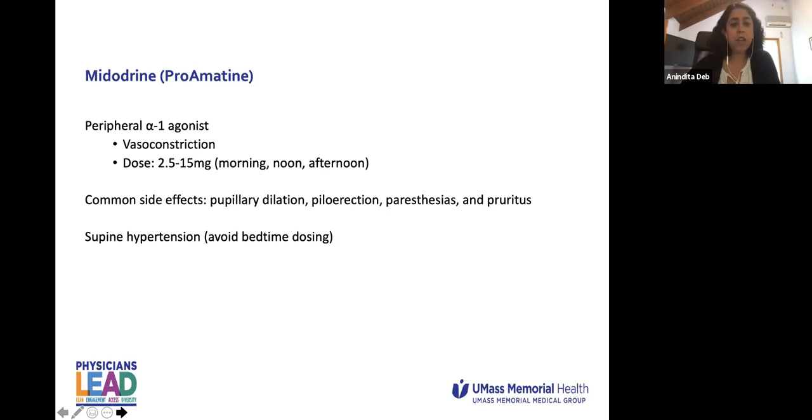And so there might be other side effects from this, including that it can affect pupil dilation. If you notice that, it can affect piloerection, as in your hair standing up. So if you notice that, that can happen. Some paresthesias, which is tingling that you can feel, and pruritus is itchiness. So some people do feel like scalp itchiness or things like this. So these are potential side effects, which, you know, if it's mild and it goes away, we might monitor. If it's more severe, then we may need to stop the medication.